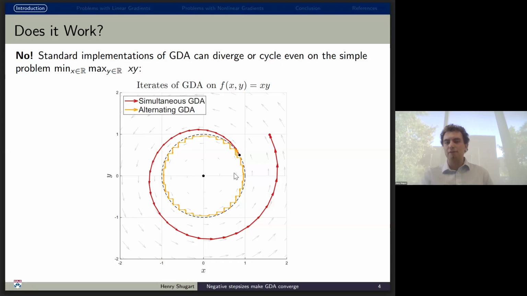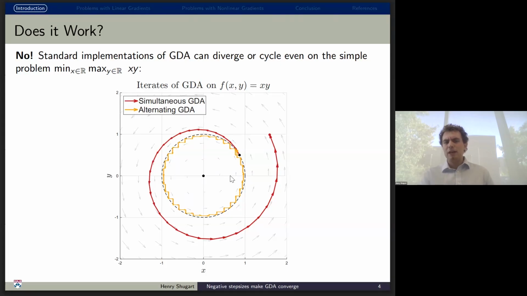Here I show a graph of simultaneous GDA where alpha t and beta t are set equal to each other to some positive value and just constant. This will actually diverge on the simple problem x times y. And alt GDA, where x is updated and then y is updated in sequence, you'll see that GDA will in fact cycle around a solution and never move closer to the solution of this problem, which of course is at x equals 0, y equals 0. You can check that, make sure that's a stationary point, but I'll tell you now it is.